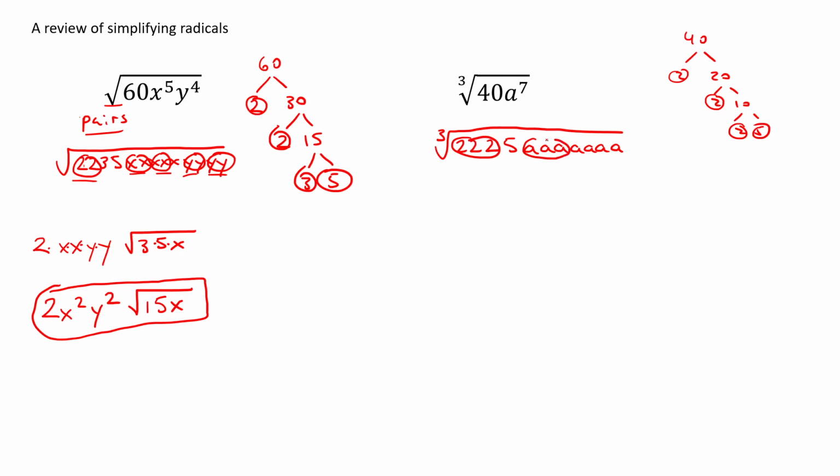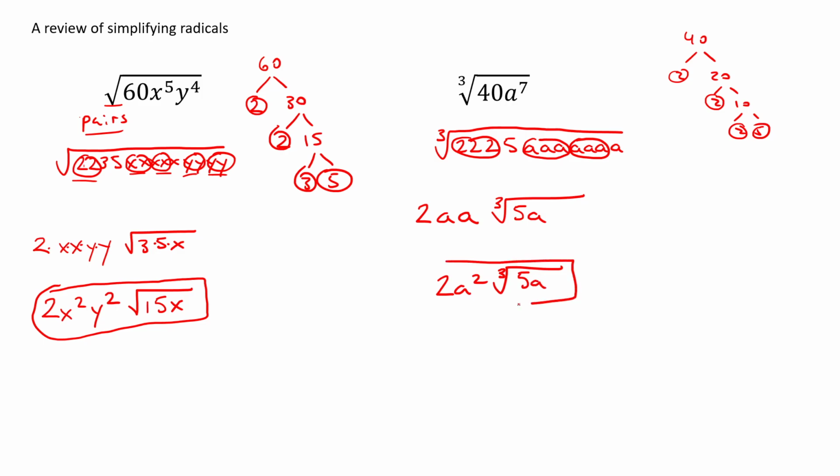2's, A's, and A's. Still pull out just one thing for every set that you circle. So we're going to pull out a 2, and an A, and an A, and then leave everything behind. 5A. So we get 2a squared cube root of 5a, and that's our final answer. You must write the 3 on the root or it's not right, and I have to take a half a point off.